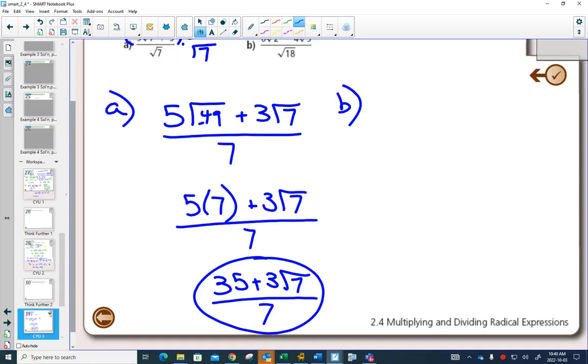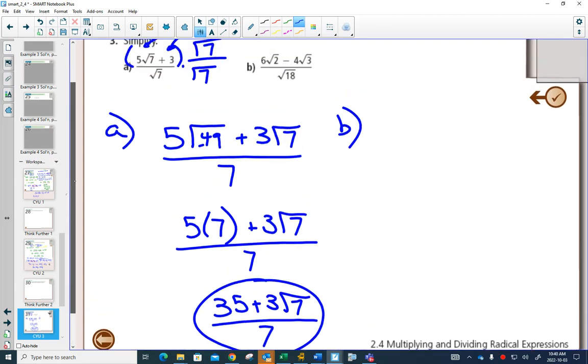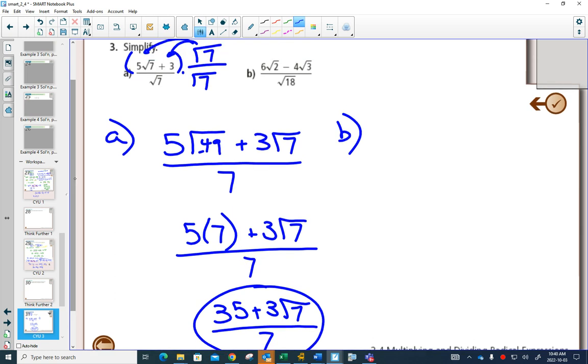Now I'm going to do B in 2 different ways. I'm going to do B first the way I think you would do it based on what you saw so far. Based on what you saw so far, we have a square root of 18 on the bottom. So I'm going to get rid of that square root of 18 by multiplying by square root of 18 and square root of 18. Can you see yourself doing that as the method that you would do based on what we did in part A? Perfect.